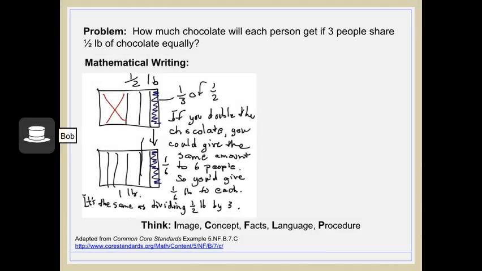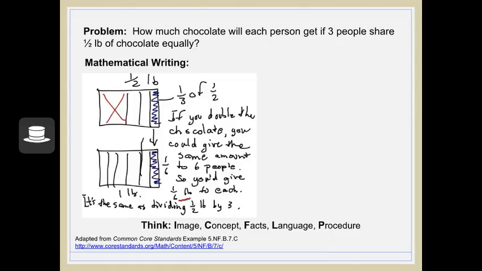So here's an example of some mathematical writing that we might get from a student. You'll notice that it has a different conceptual underpinning than the previous examples. The student has basically recognized that if you doubled the chocolate, you could give the same amount to 6 people. In other words, dividing a half a pound of chocolate by 3 people would be the same as dividing a whole pound of chocolate, doubling it, by twice as many people, 6. And if you divide a whole pound of chocolate by 6 people, then each would get 1/6 of a pound.